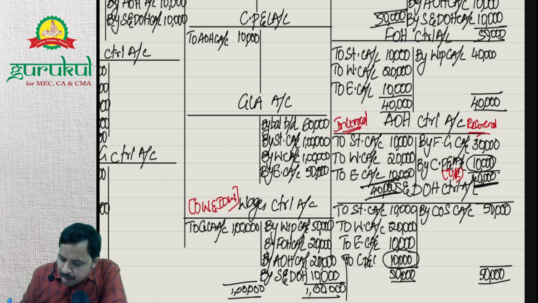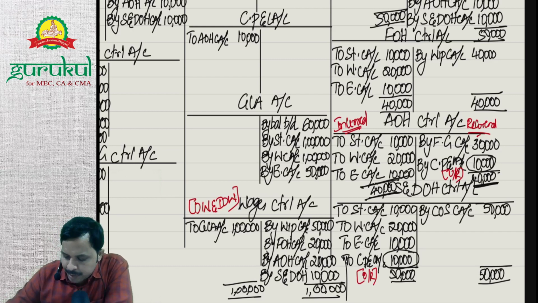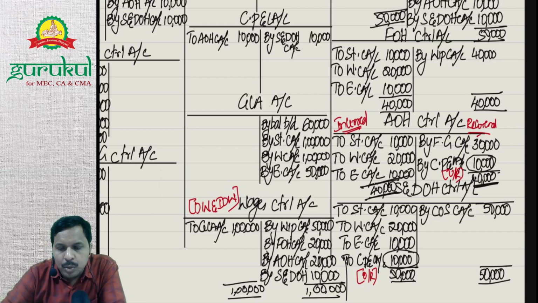Now tell me, what is the entry for over recovery of overheads? Selling and distribution overheads control account debit to costing P&L account. Write that: selling and distribution overheads over recovered. Selling and distribution overheads control account debit to costing P&L account.